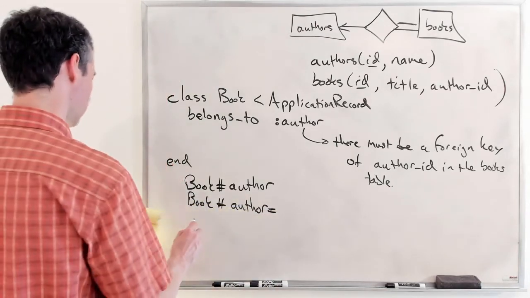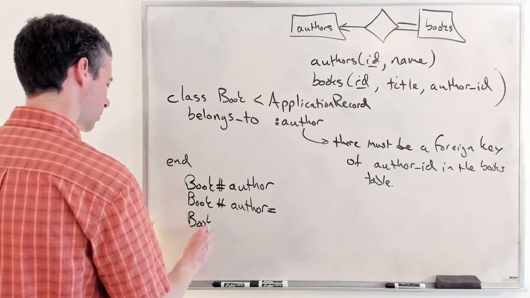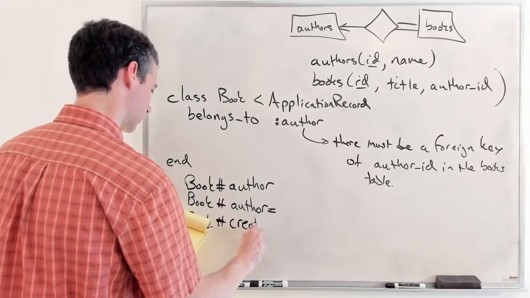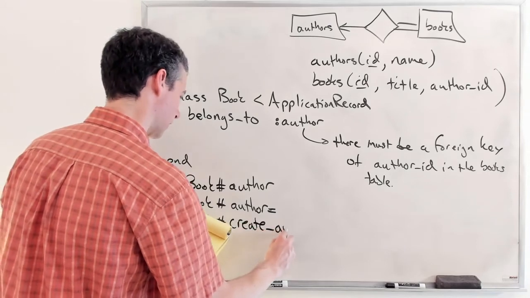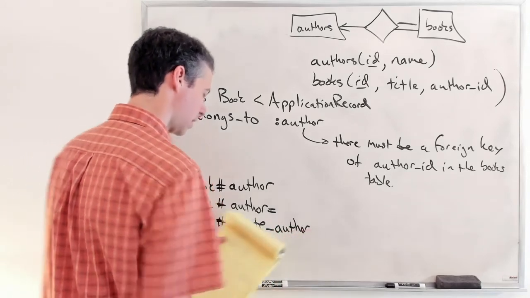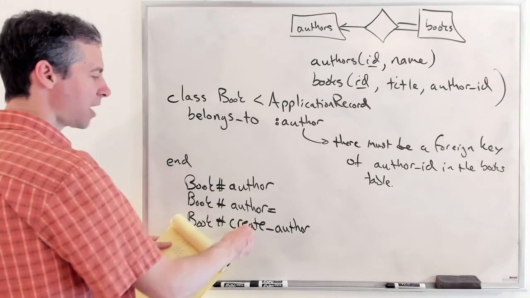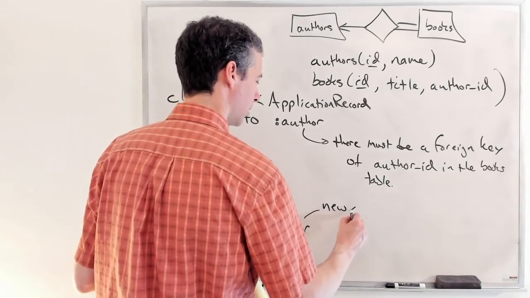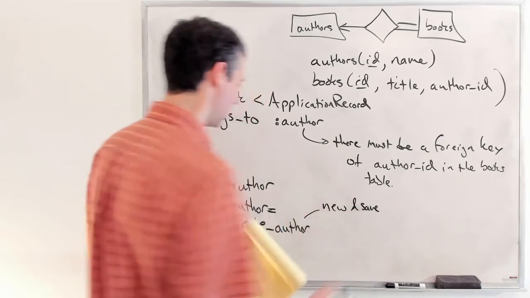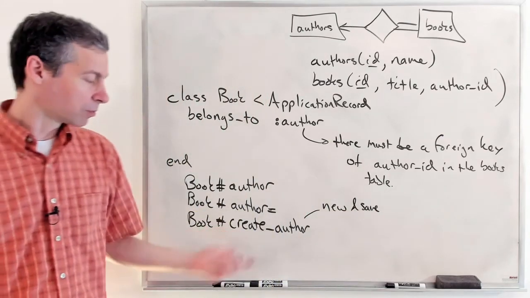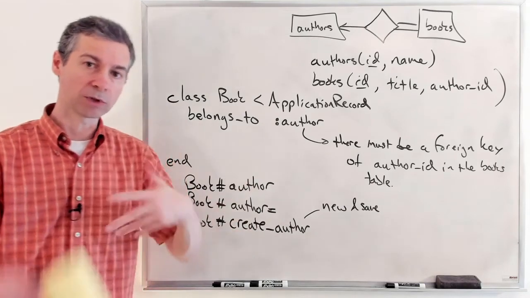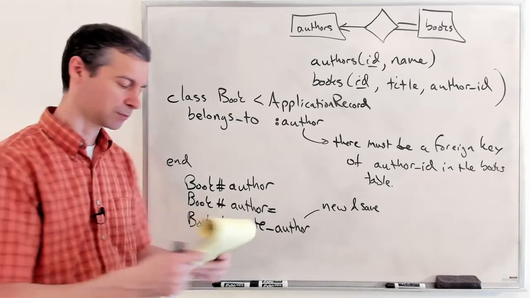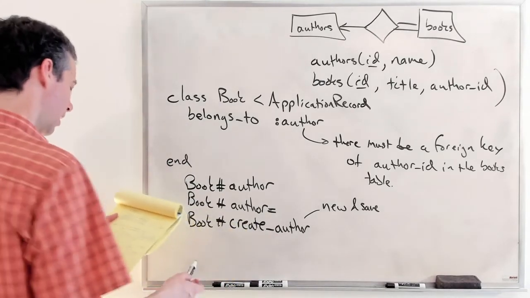It also makes you a method create author. So again, remember when we do create of something, this is basically we're going to do a new and then a save. And the key thing here is we'll be able to create an author, and it will also be assigned automatically to us for the book that we have in hand, the book object.